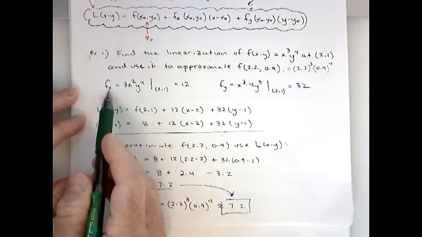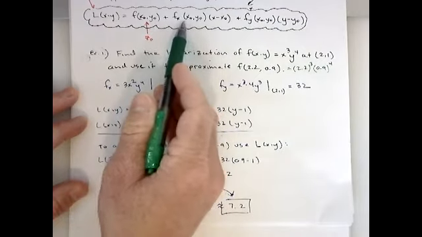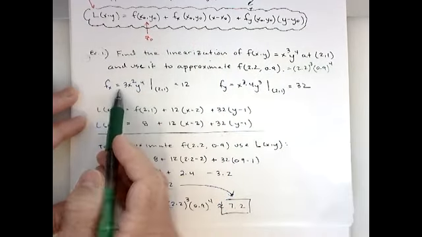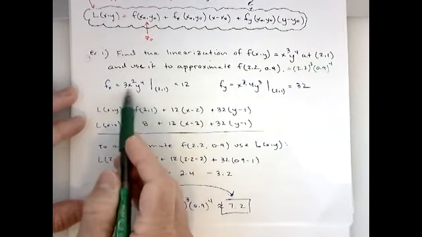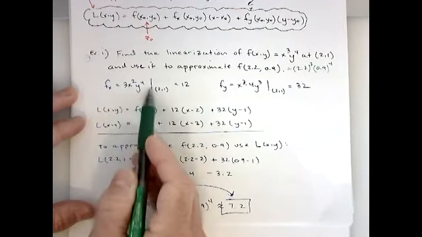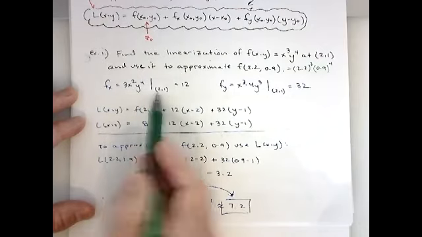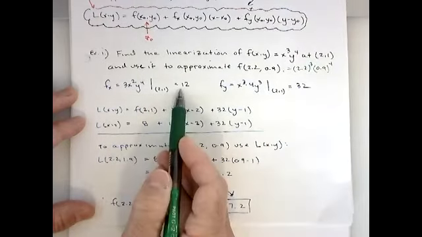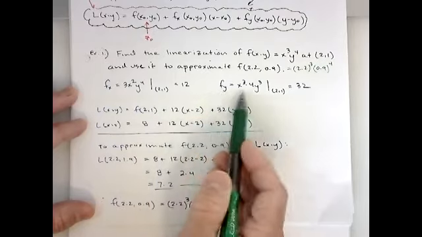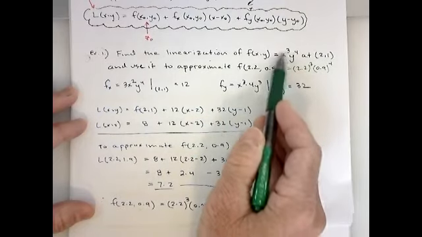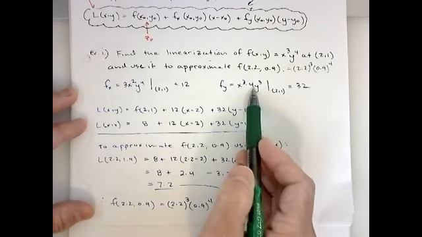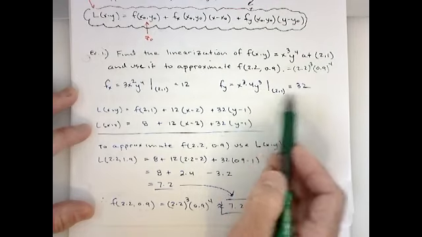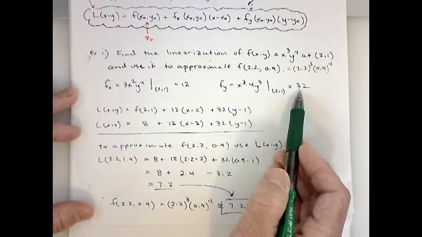Okay, so my linearization formula involves the partial derivatives. So I did the partial with respect to x. Y is a constant, so it stays there. The derivative of x cubed is 3x squared. I'm going to evaluate that at my point, and I get 12. For f sub y, this time x is constant, so that stays there. The derivative of y to the fourth is 4y cubed. Plugged in at (2, 1) gives me 32.